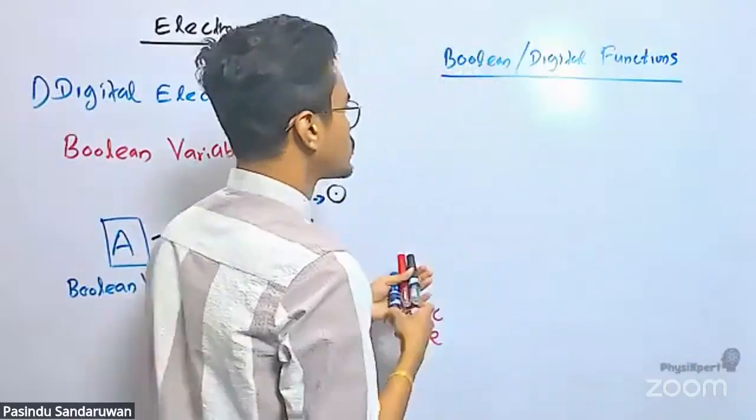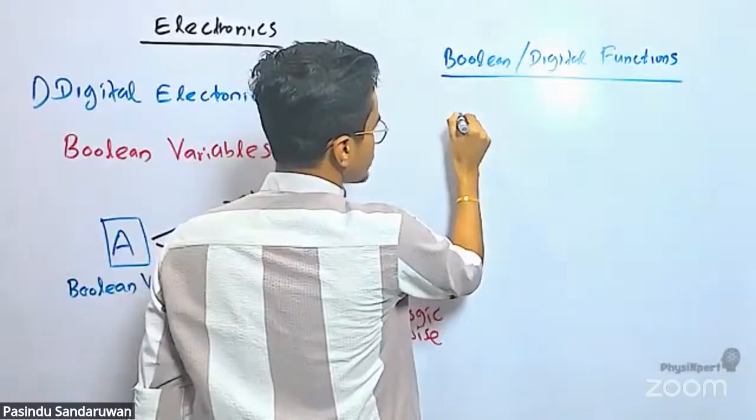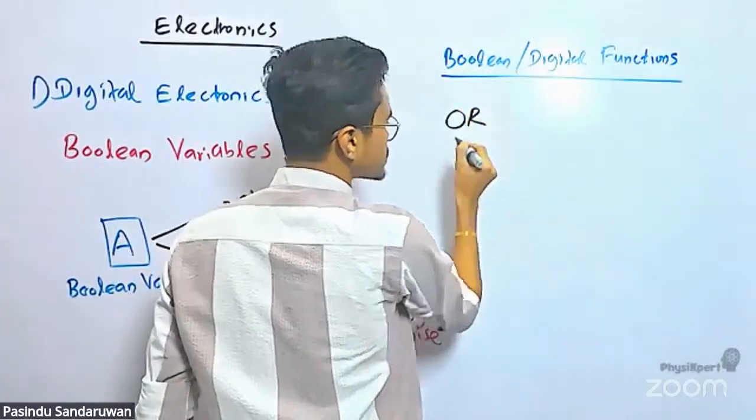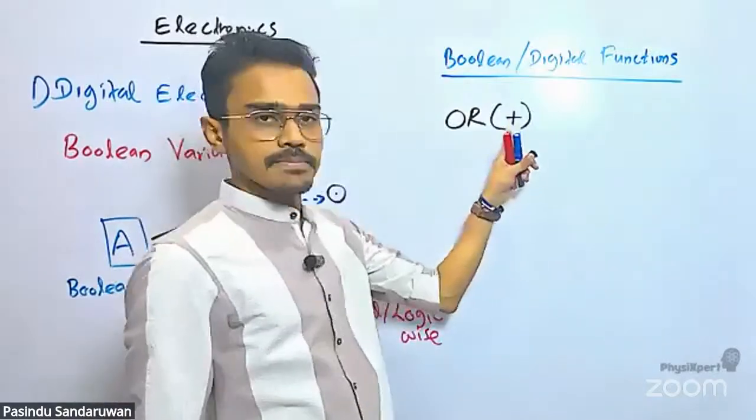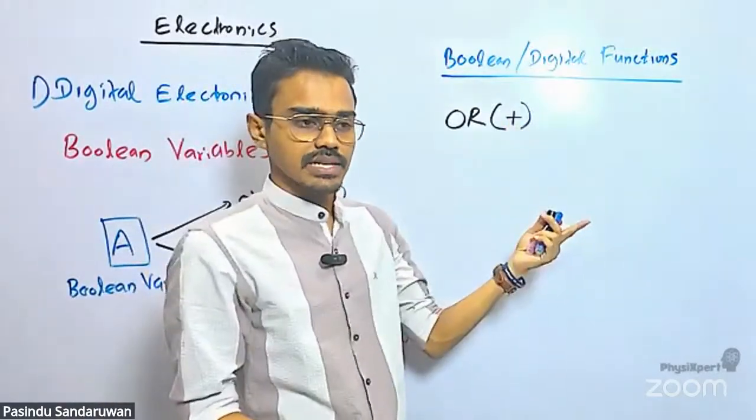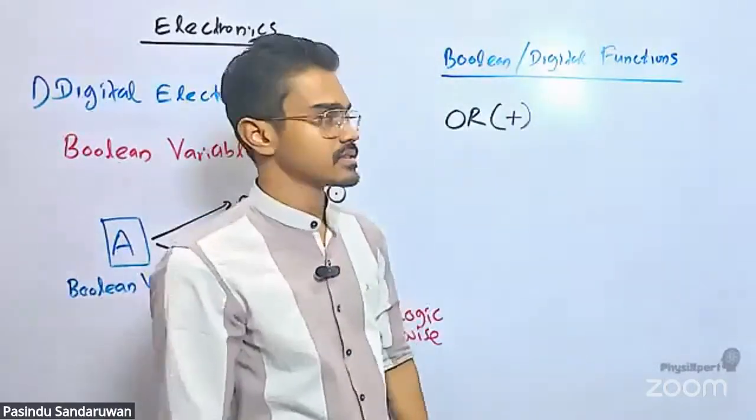First function is called the OR function. Listen, don't write anything. It is denoted by plus. This is only a symbol. That doesn't mean that it is going to add. It is symbolized by plus.